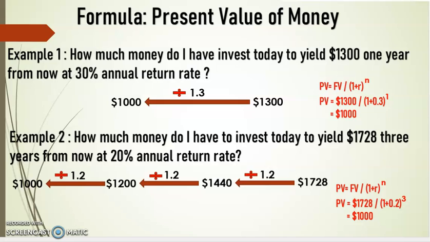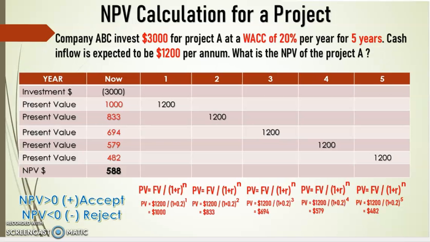Now we are going to see a real example of the usage of NPV calculation for a company's project. Company ABC invests $3,000 in project A at a WACC, weighted average cost of capital, or annual return rate, of 20% per year for 5 years. Cash inflow is expected to be 1,200 per annum. What is the NPV of project A? In this calculation we can use this table. The investment is always minus because it is a cash outflow.